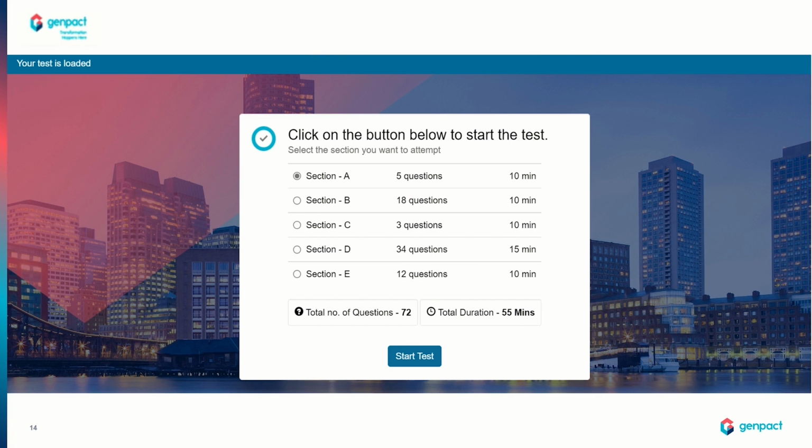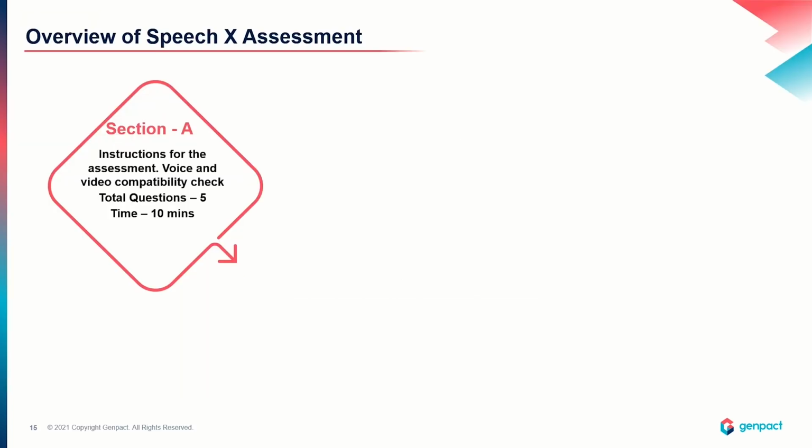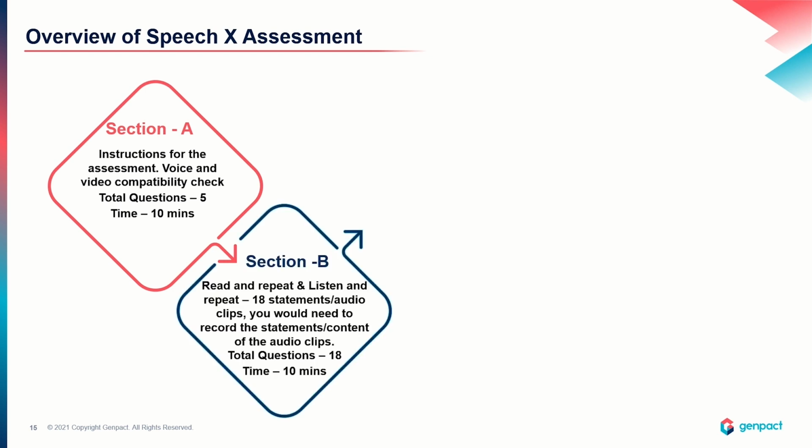Before you proceed ahead with the assessment, let us give you an overview about the sections you need to attempt. The first section is Section A. This is a demo assessment containing voice and compatibility video checks. Total questions you would need to attempt are 5 and the time allotted is 10 minutes. In Section B, you would need to read and listen to statements and record their samples. You would need to complete 18 questions in a total time of 10 minutes.